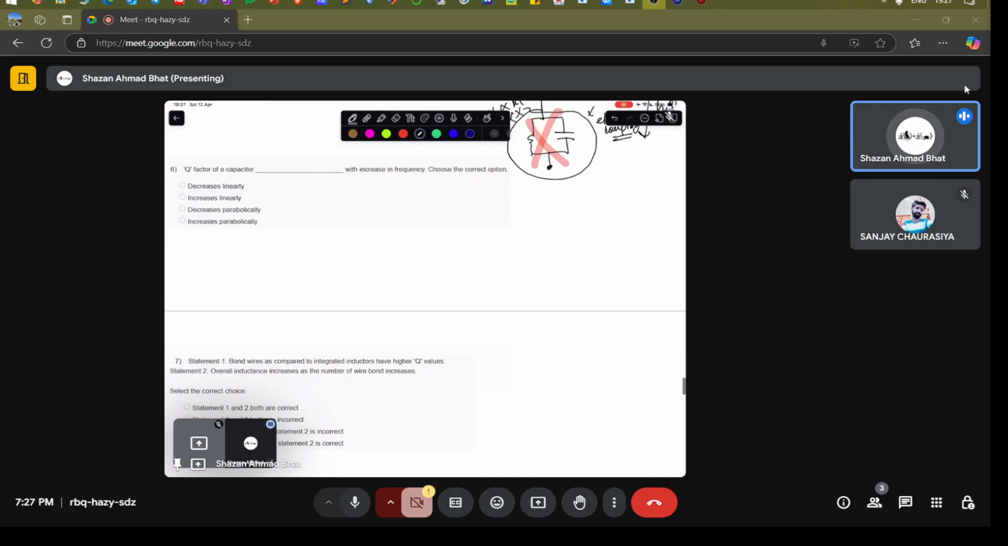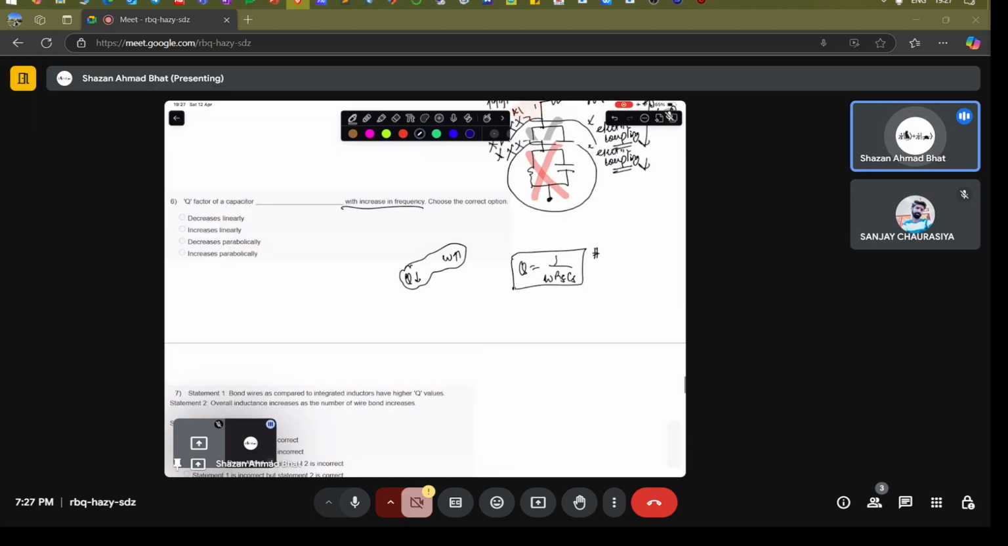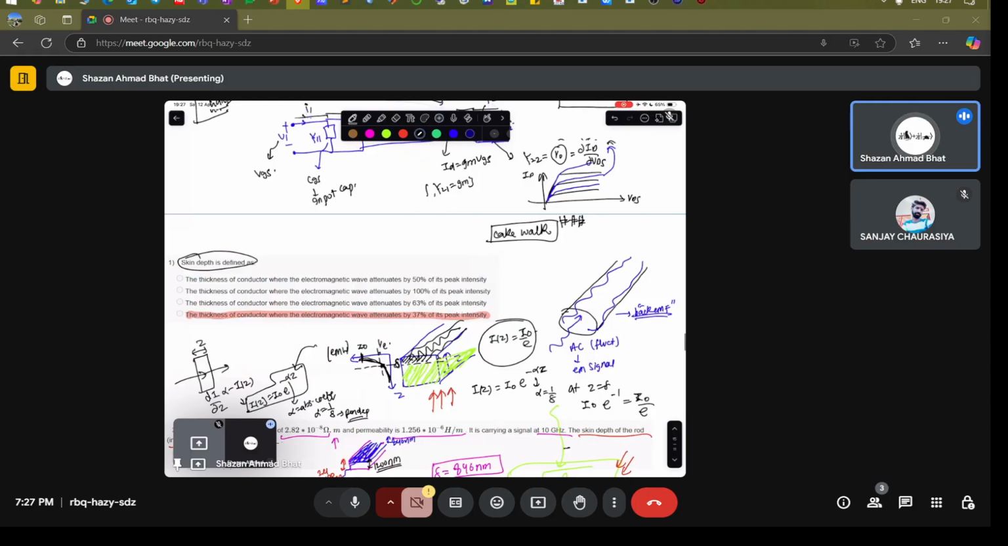The Q factor of a capacitor dash with the increase in frequency. What happens to the Q factor of a capacitor? If the frequency increases, the Q factor reduces. That is what we talked about. The Q factor of a capacitor is omega Rs times Cs. Rather, it reduces parabolically. We discussed it.